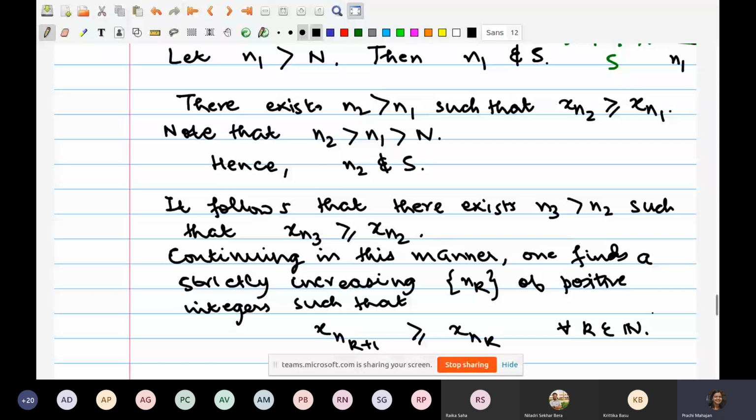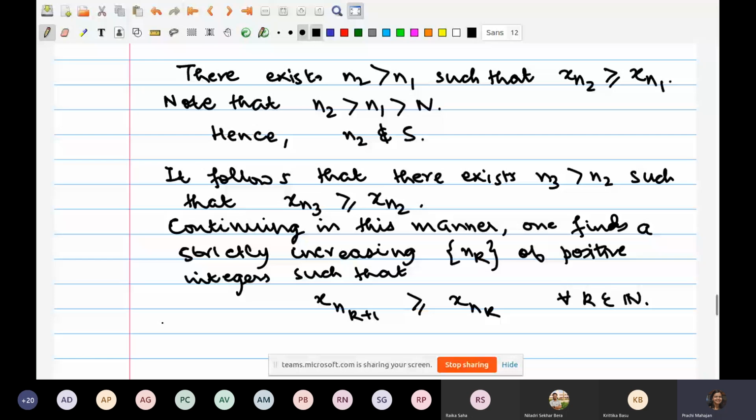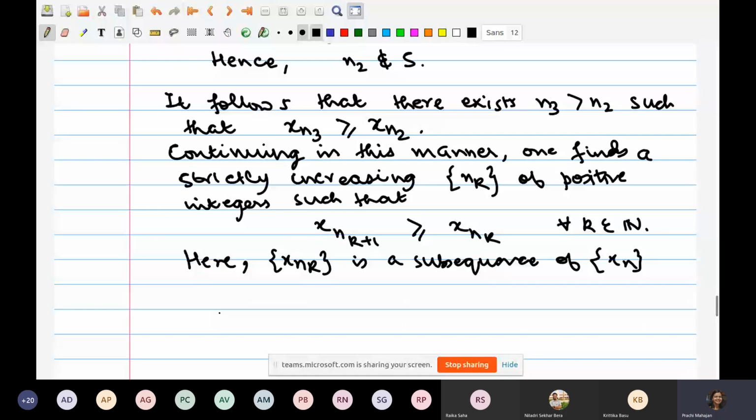I'll write that down. So here, x_{n_k} that we just constructed is a subsequence of the given sequence x_n. So in fact, it's a monotonically increasing subsequence. That is, I'll just reword what I've written. Here we have been able to construct a monotonically increasing subsequence of the given sequence x_n.